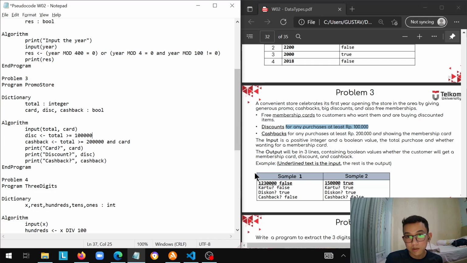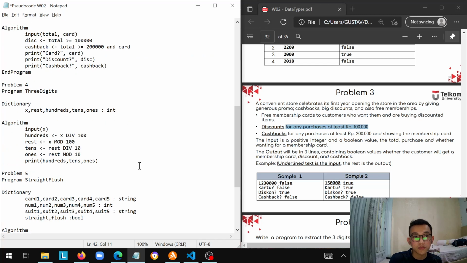And same with cashback, right? For any purchases of at least 200,000 and showing the membership card. And the last part is just the output, telling the user the result, basically. First the card, the discount, and the cashback. Simple like that.